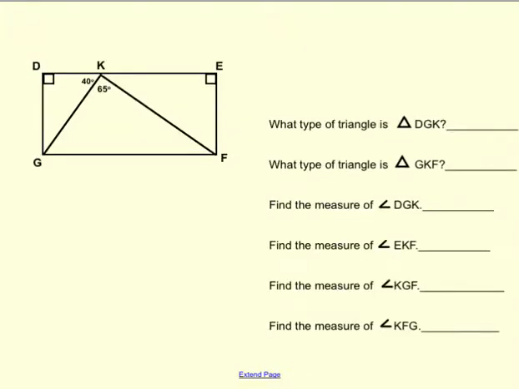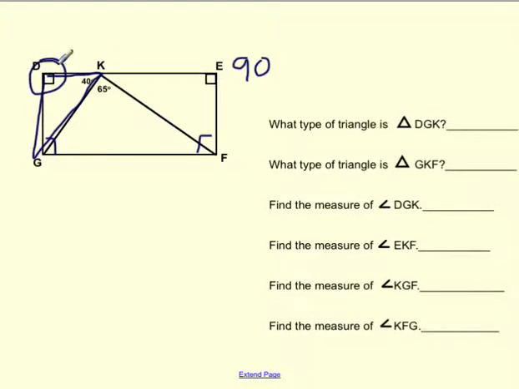Let's take a look at this next one here. We're going to go through and fill out whatever we can. First thing I want you to point out is when you have a rectangle, all of these angles have to be right angles. Each of those squares is 90 degrees. The first question asks us, what type of triangle is DGK?